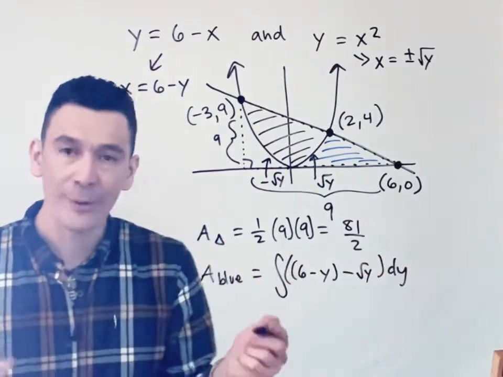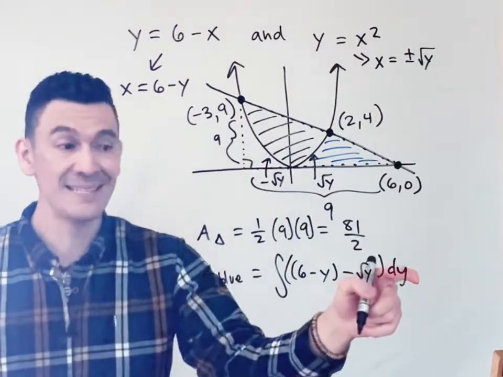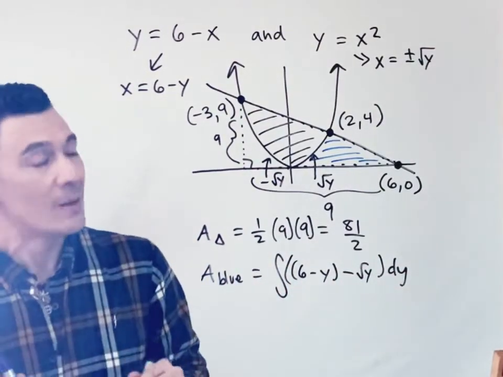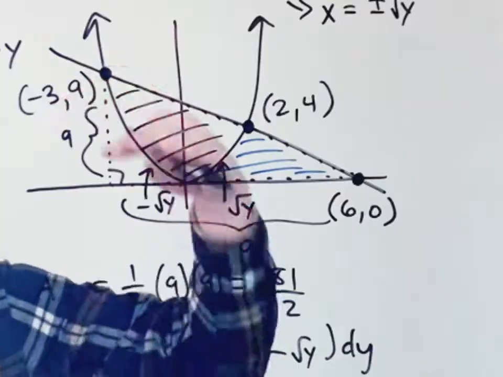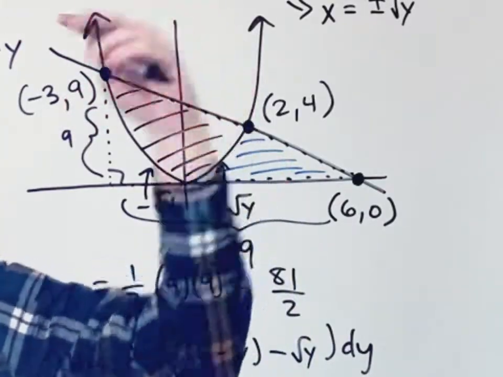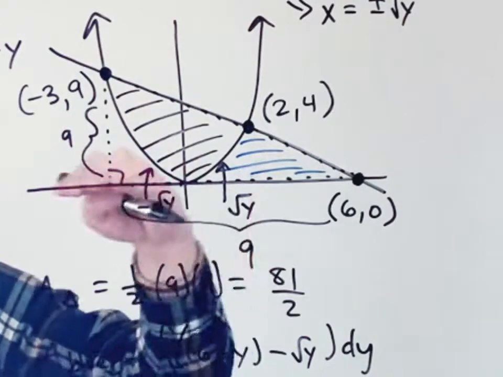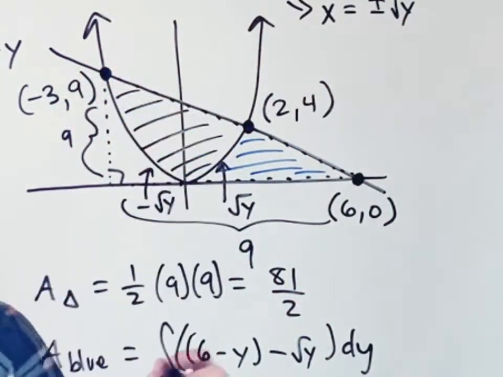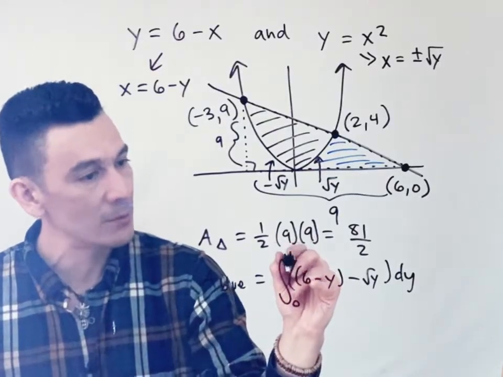Now, what about the integration limits? Well, since this is dy, we need some y values, y coordinates. Well, look at this blue region. What is the lowest and the highest y coordinate? The lowest y coordinate is 0, and the highest y coordinate is 4. So we're going from 0 to 4.